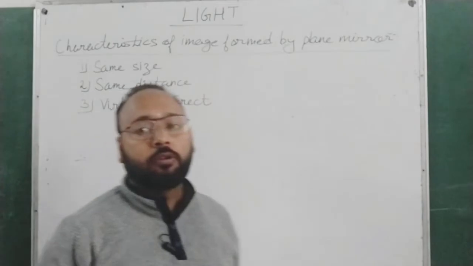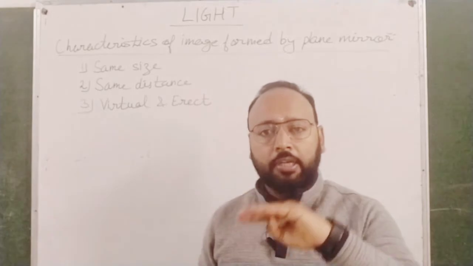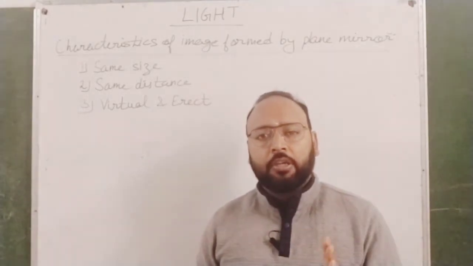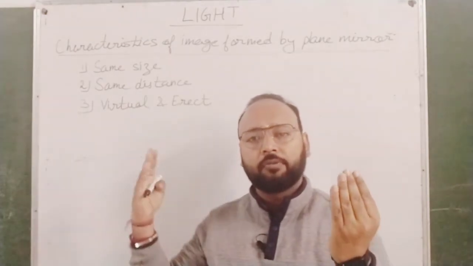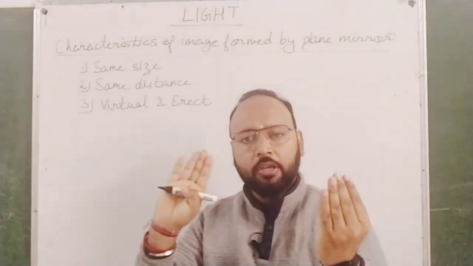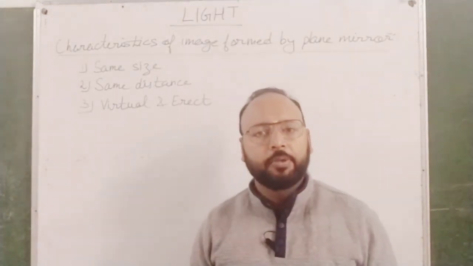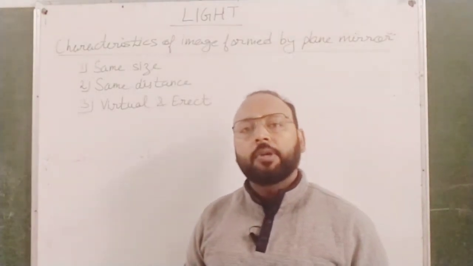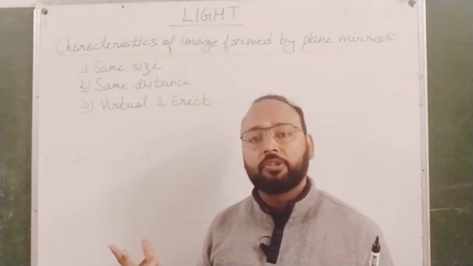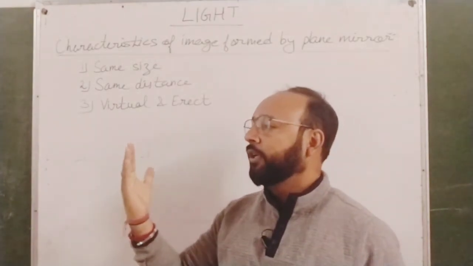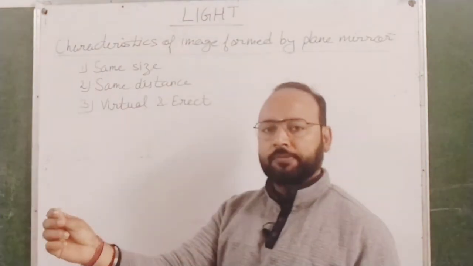Virtual and erect. Real एक होती है image, virtual एक होती है. So what is the difference between real and virtual? Real image is one which can be obtained on a screen. We will do in lenses that when I bring a white paper in front of the lens and focus the object which is far away, I will be able to form the image on the white paper in case of the lenses, right? But in case of plane mirror, there is no such image. When you stand in front of the mirror and carry a white sheet, moving here and there, you will not be able to see your image.